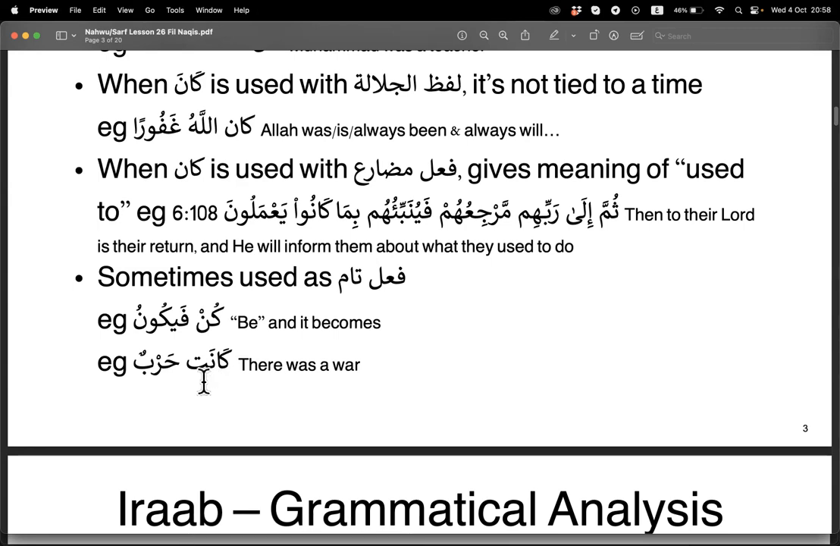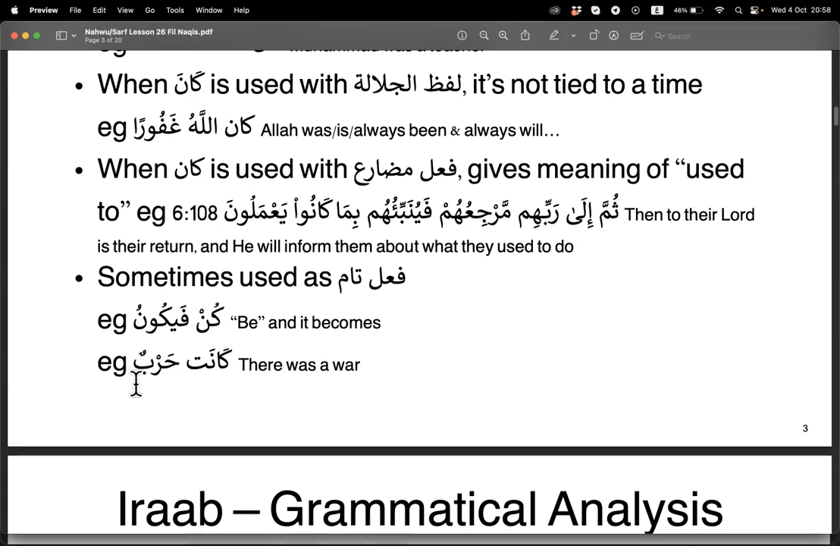Here also we have kanat. What kind of fi'il is it? Fi'il madi naqis. So we need to find the ism of kanat. We don't have the outside one, I believe the inside one is the damir. We have here harbun.